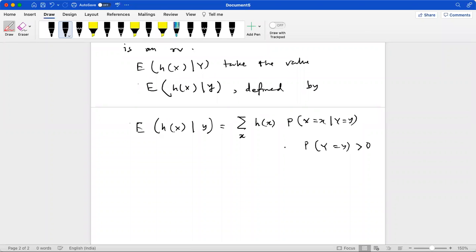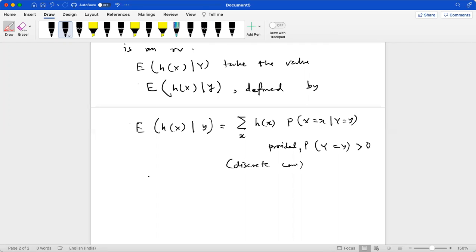Otherwise, this expectation isn't defined. If the probability of Y equal to small y is zero, then this conditional probability is not defined, so this conditional expectation is also not defined. And this is for the discrete case.